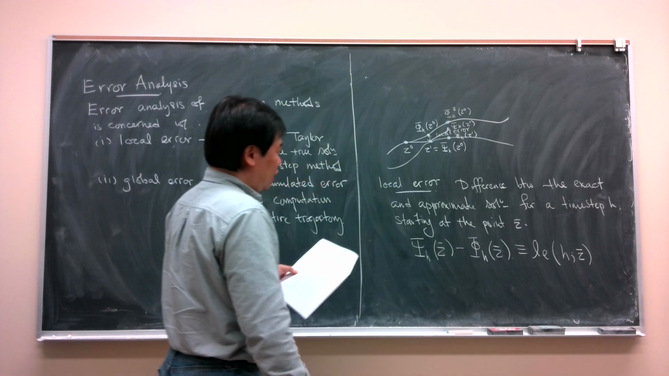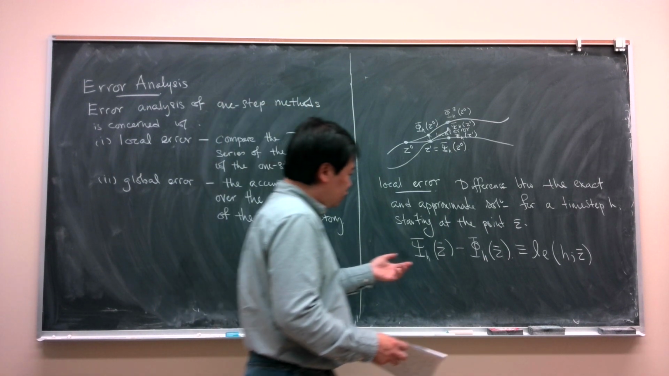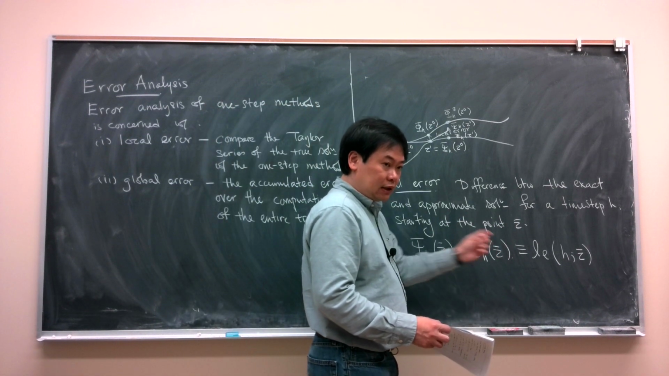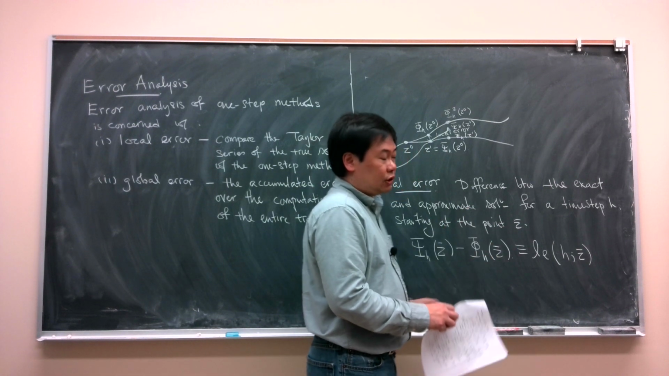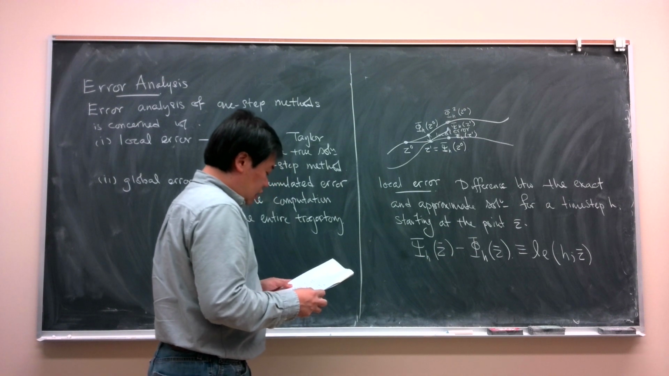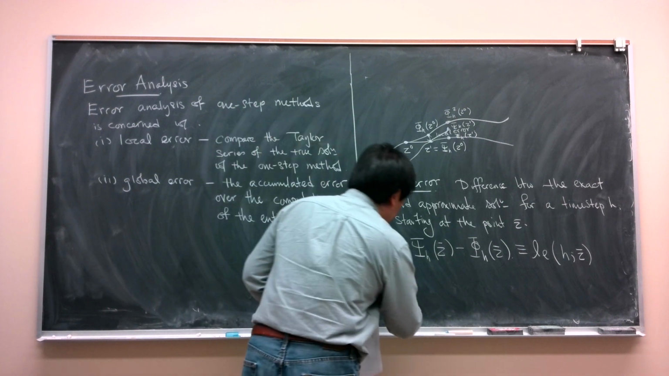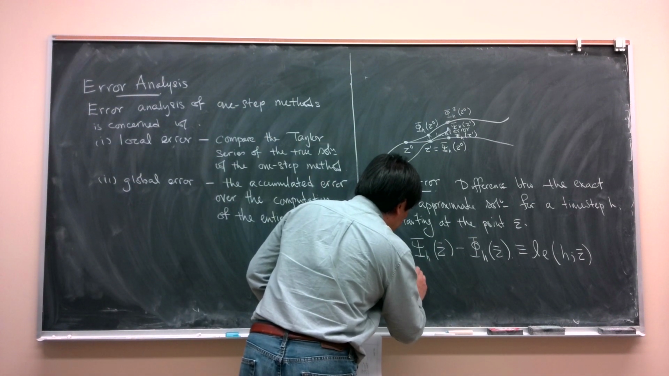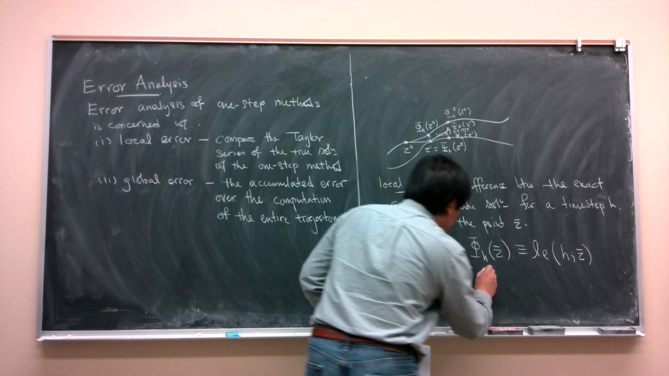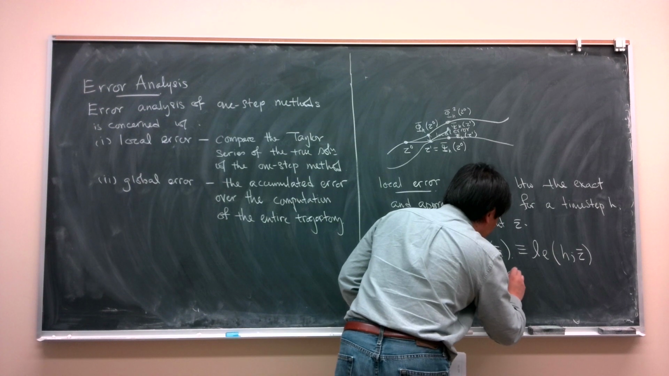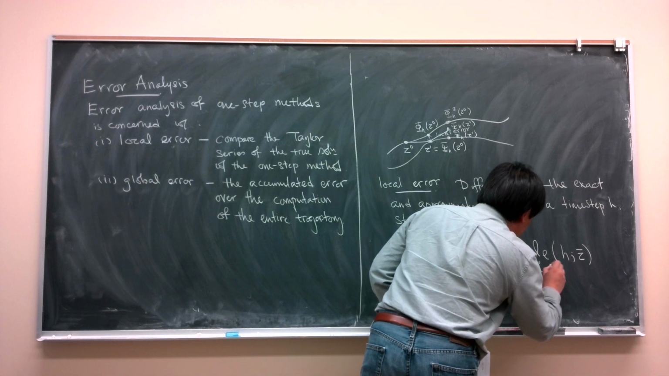Of course, in general, we don't know what this exact flow map is, and so what we're going to do is a Taylor expansion of the exact flow map.